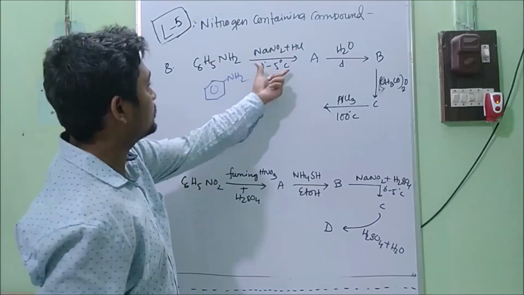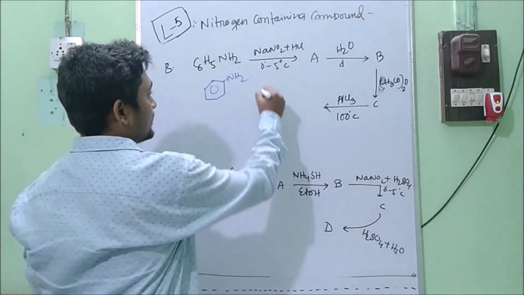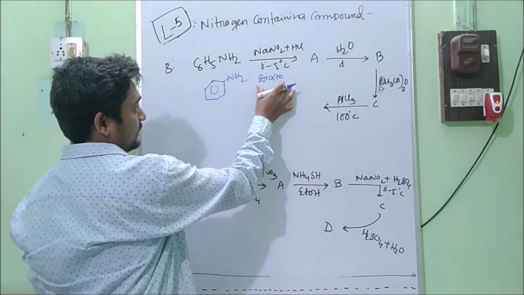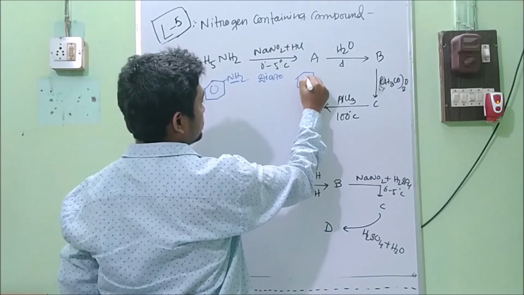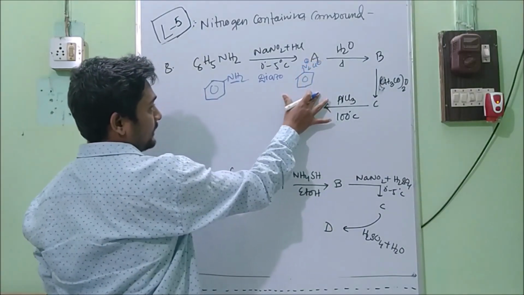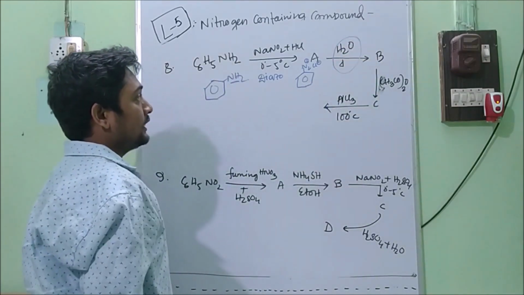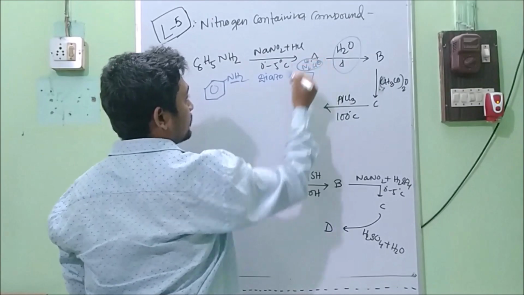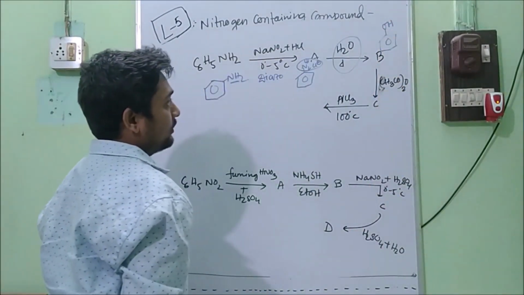C6H5NH2, that is aniline. So the reagent NaNO2 HCl, that is a diazo reaction. So in this diazo reaction, what happens? NH2 group converts into N2 plus Cl minus, benzene diazonium chloride, and water. If you heat it with water, then this N2 plus Cl minus will convert into OH, that is phenol.